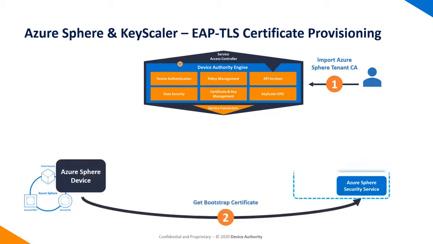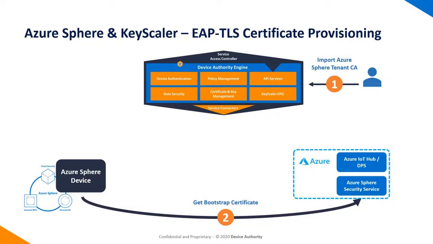Once the trust is established and the certificate policy and provisioning is in place, we can switch on the device itself. The first thing after boot up is that it connects to the Bootstrap network and connects to the Azure Sphere service to get its short-life Bootstrap certificate. This certificate is signed by the same Azure tenant CA whose public key was imported into Keyscaler.